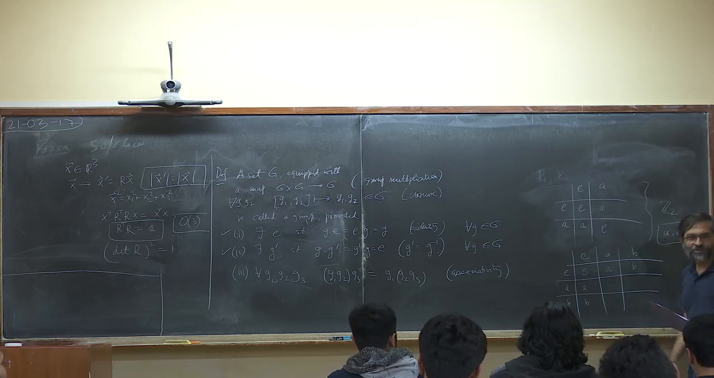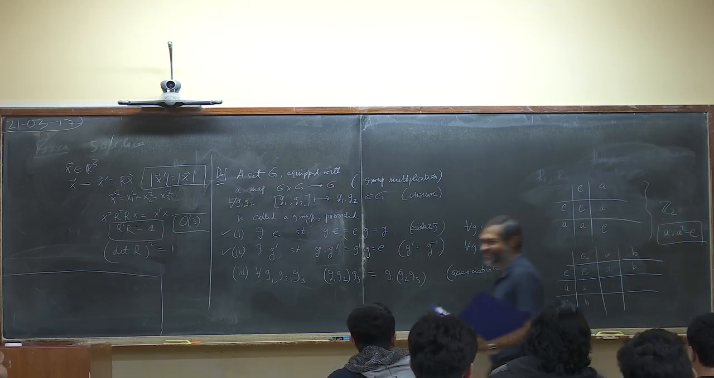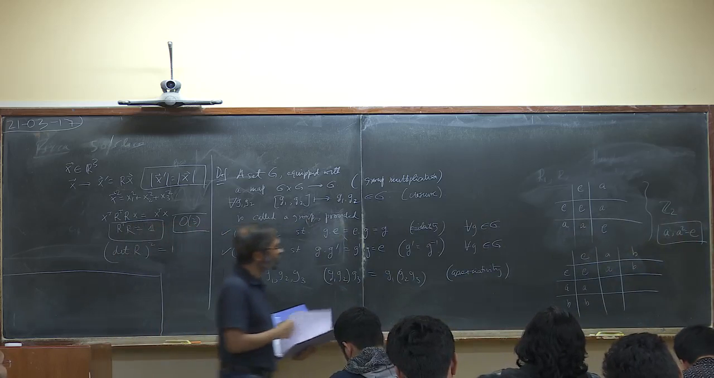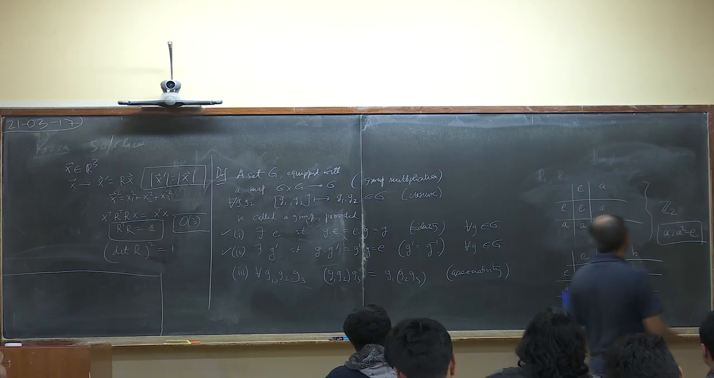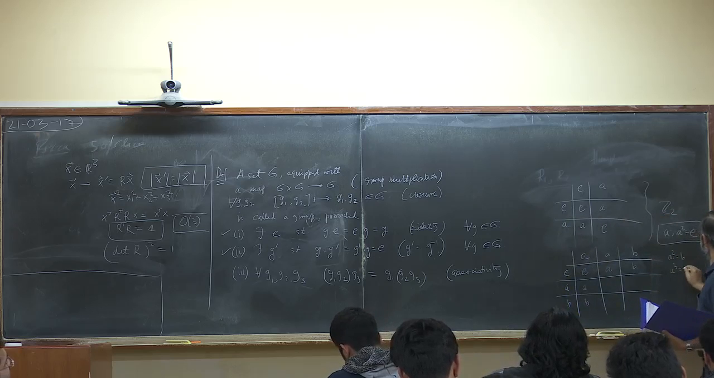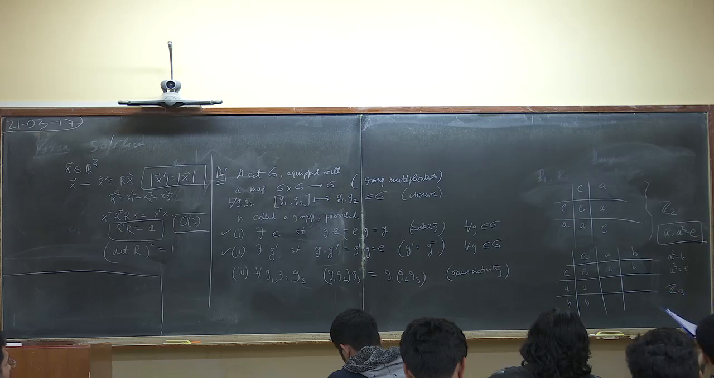Now there are 4 unknowns. So I leave this as an exercise to you that the only way you can fill this up is by declaring that A squared is equal to B and A cubed is equal to E. And this object is called C3.